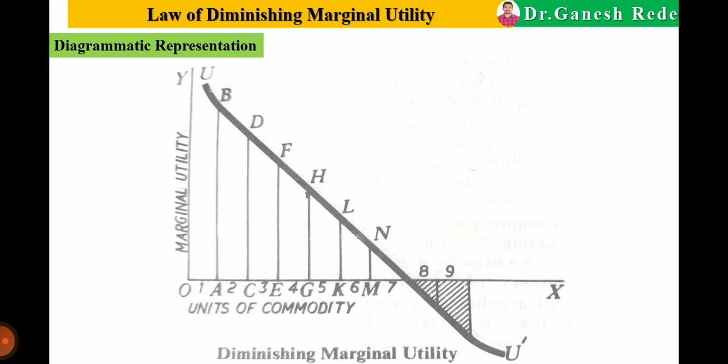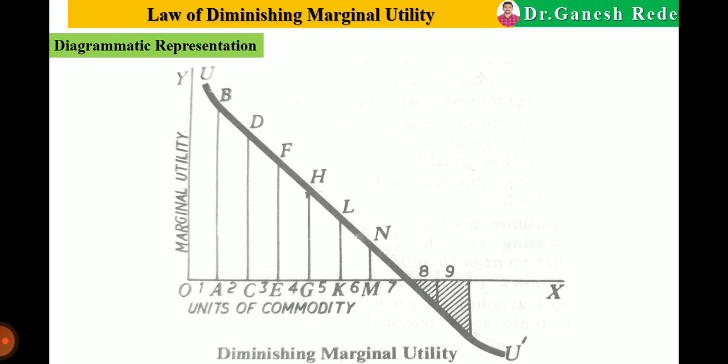So here on the x-axis, we have taken the units of commodity, that is 1, 2, 3, 4, 5, 6, 7, 8 and 9. It is up to 9 rasgullas. On the y-axis, we have taken the marginal utility. So line AB indicates the utility derived from consumption of the first unit.